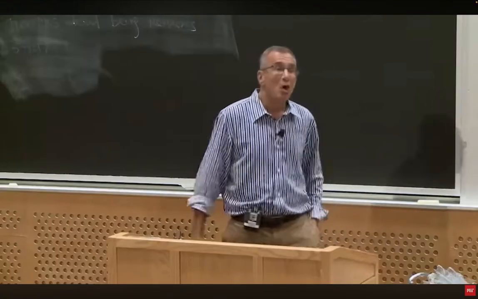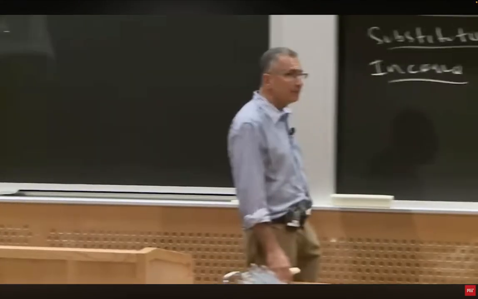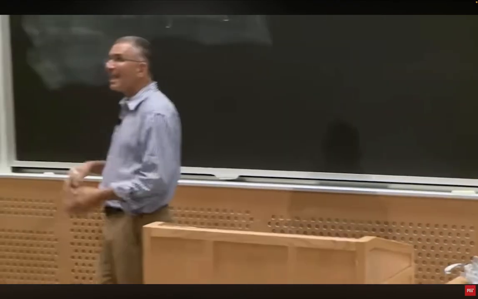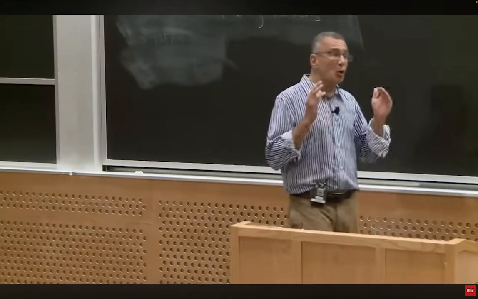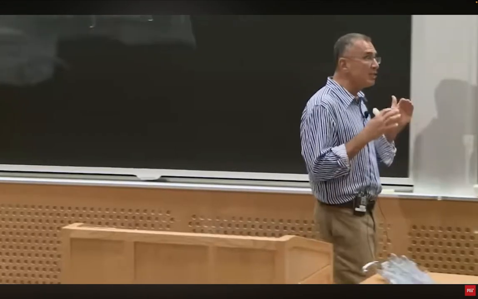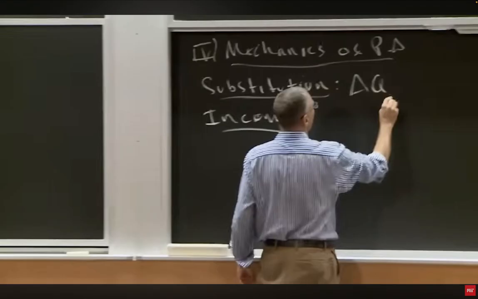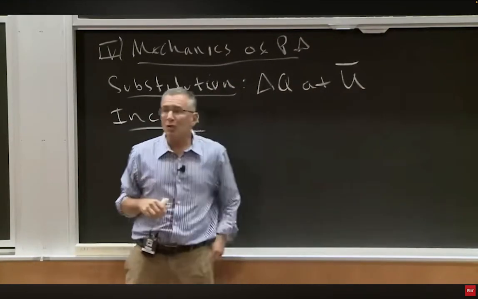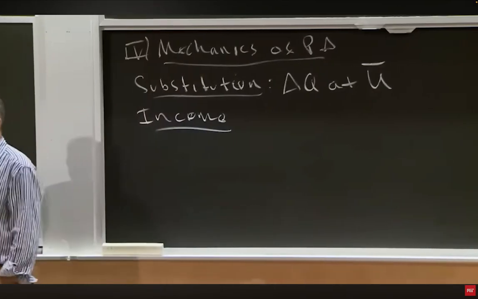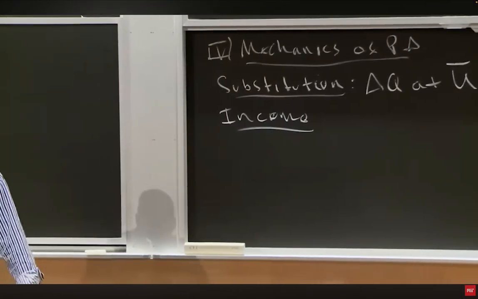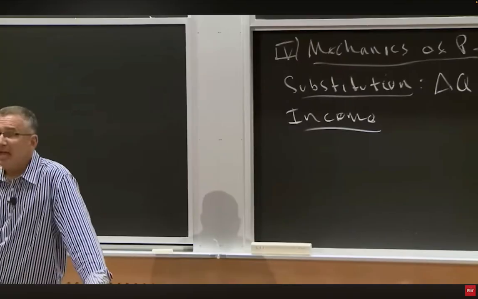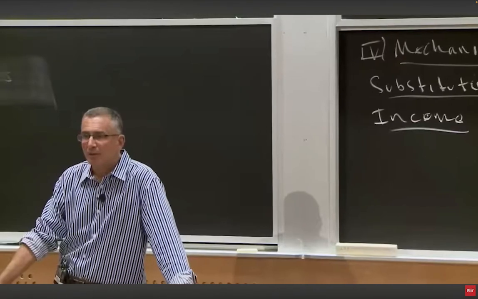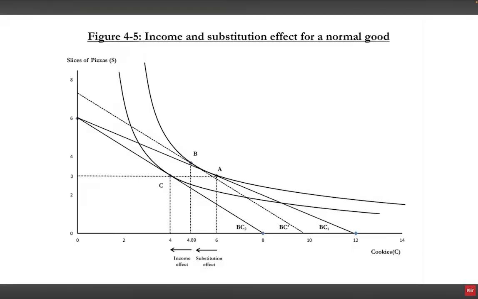How do we measure these? Well, the way we do it graphically is we say the substitution effect is technically defined as the change in the quantity purchased holding utility constant. So it's delta Q at U bar. Holding your utility constant, how would you change your mix of goods? How do we measure that? We measure by drawing an imaginary budget constraint, BC prime. This isn't a real budget constraint, it's imaginary. And we find the point.